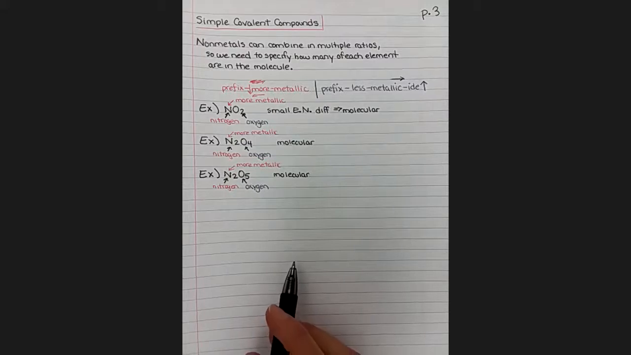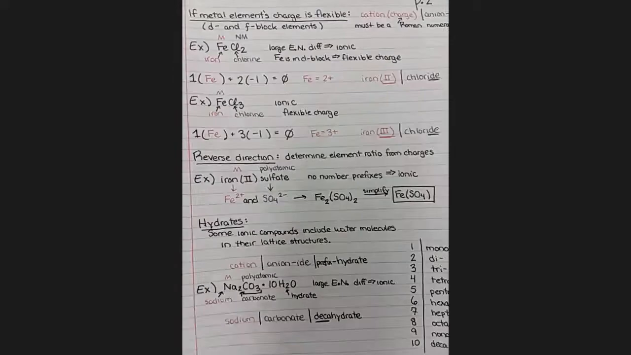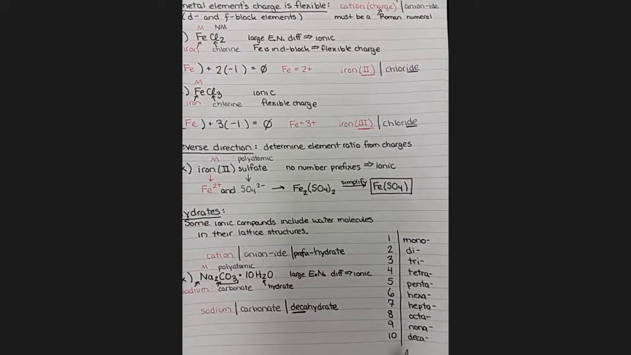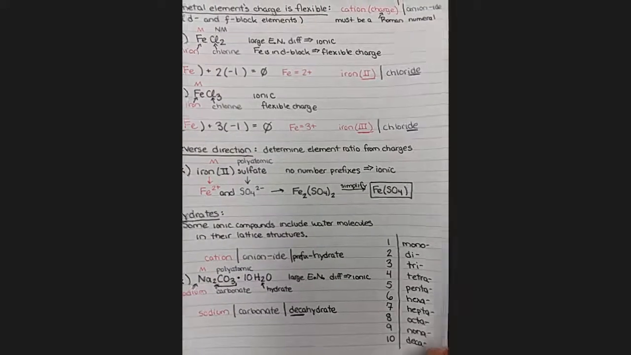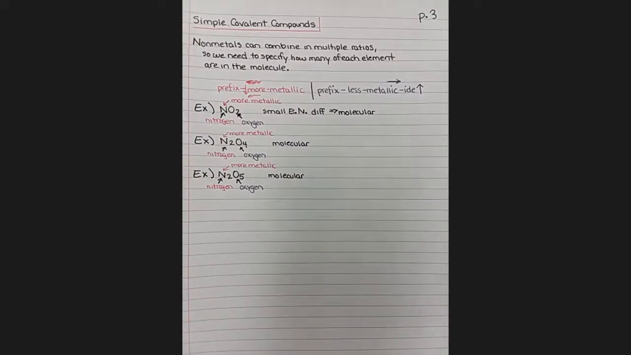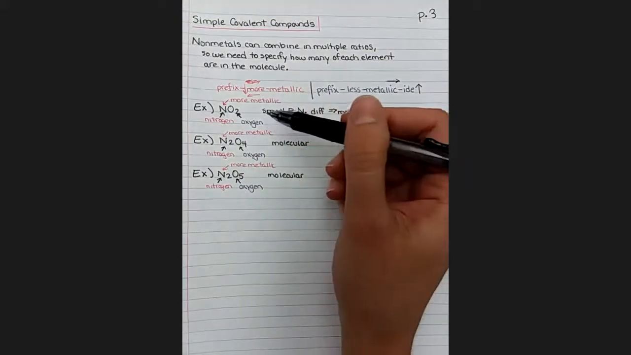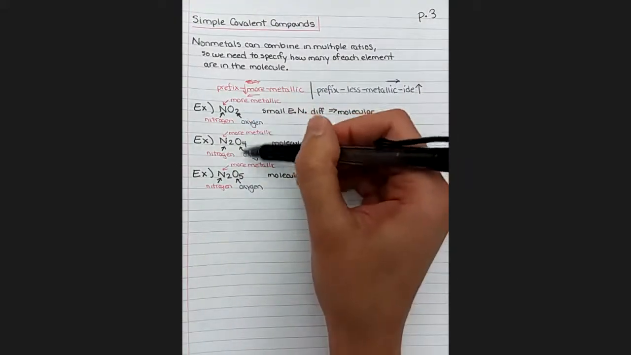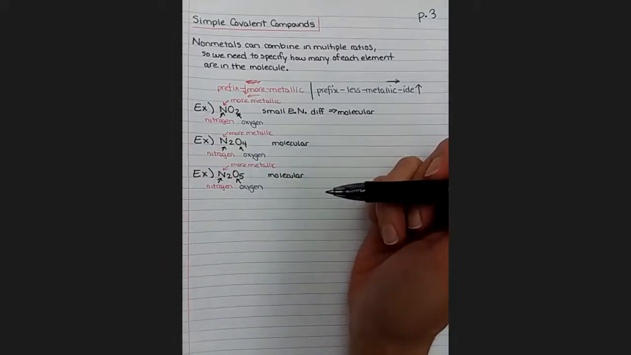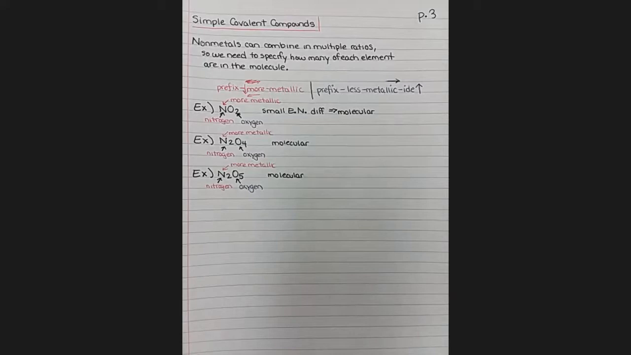And so now we're ready to write the names. We need the prefixes. Remember, we had them on the previous video. Here they are down here, the Greek prefixes 1 through 10. Commit those to memory. Okay, now we can use those to write our names. And this is why we have to add the prefixes, because if I name these in the ionic fashion, I would name all of these nitrogen oxide. And then I wouldn't know how many nitrogens and how many oxygens I have.